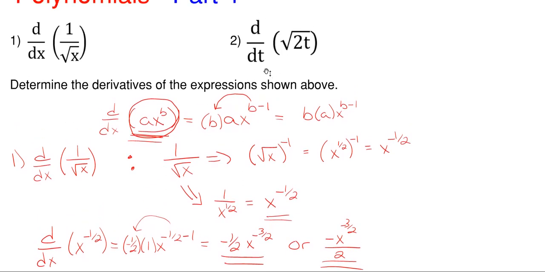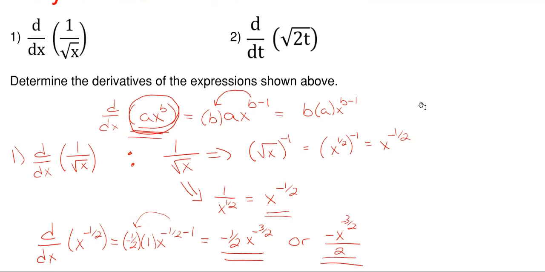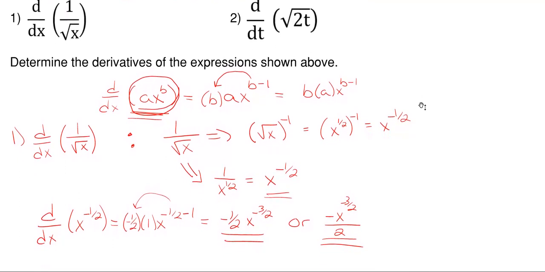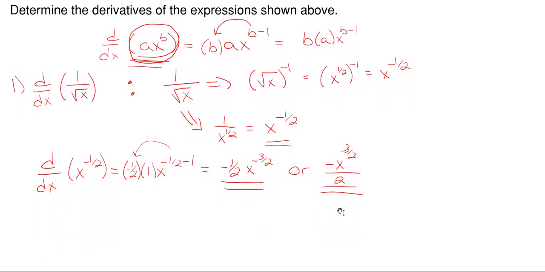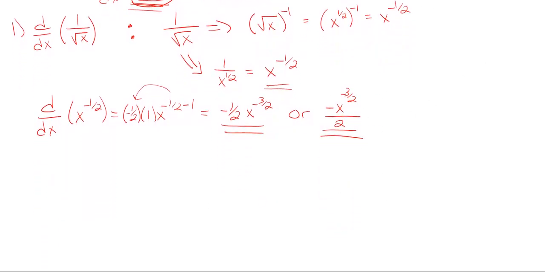The second one, we are taking the derivative with respect to t, not x. So just exchange t in this expression for x. So we have d/dt of the square root of 2 times t. So let's write this one out. So d/dt of the square root of 2 times t.